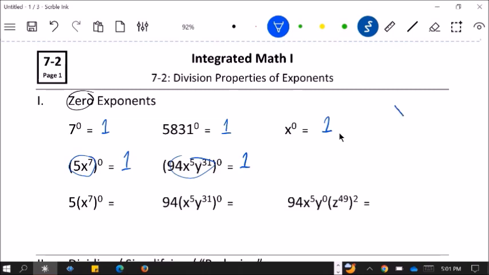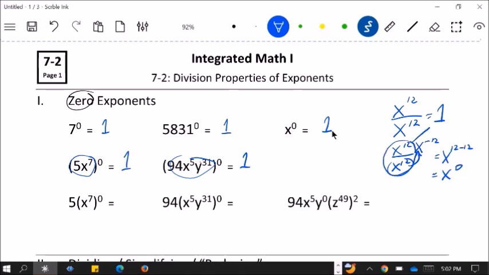Here's a little proof as to why that's true. Let's take any variable raised to any power, say 12, and let's put underneath it x to the 12th. That's equal to 1. What we're going to do is use negative exponents. You can take this x to the 12th and move it to the top part of the fraction as long as you change the sign. So what we now get is x to the 12th minus 12, which is equal to x to the 0. Except that we know that x to the 12th over x to the 12th is equal to 1, and it's also equal to x to the 0. Therefore, x to the 0 is equal to 1.